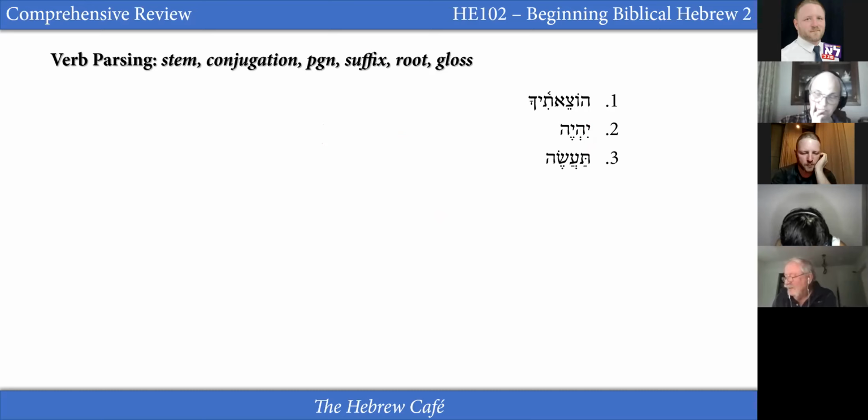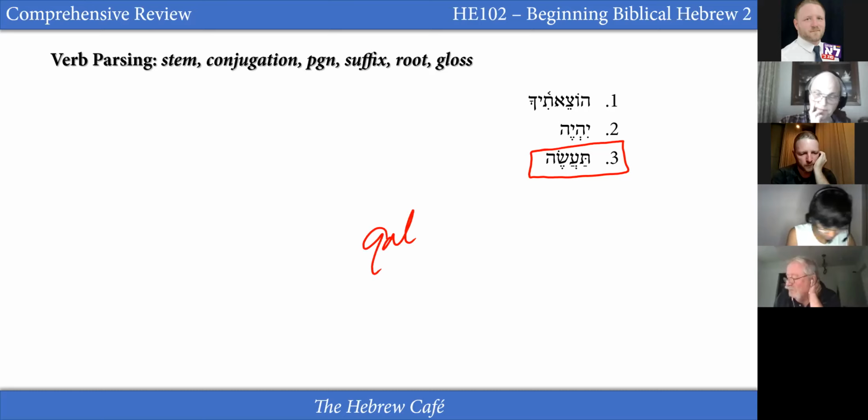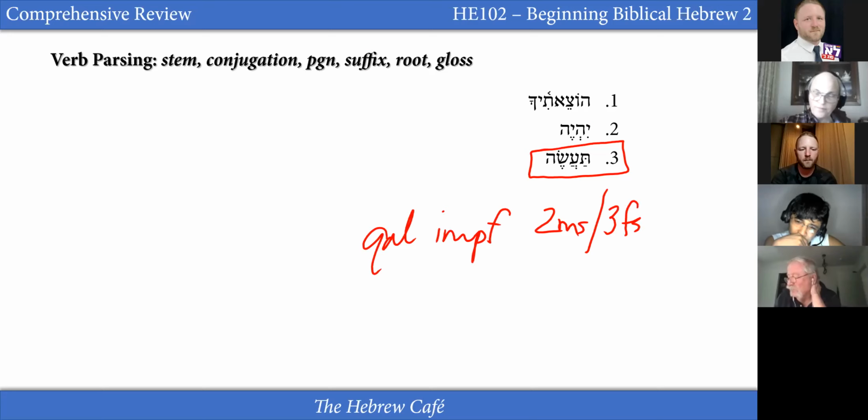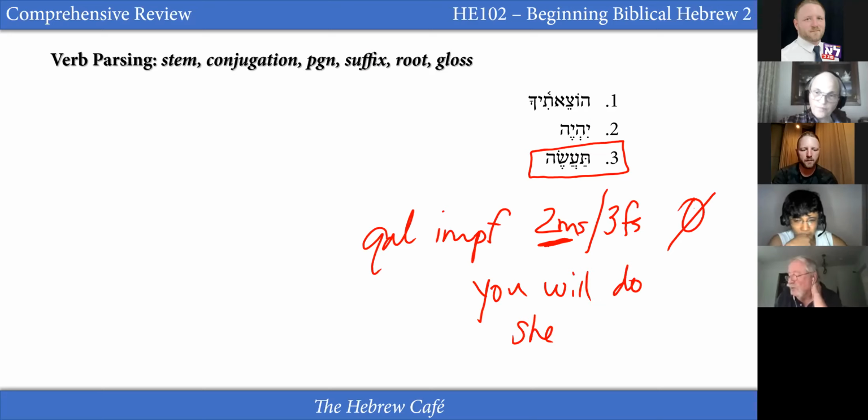Tase, word. So tase would be second person or third person feminine singular of the root asa, he will make or she will make. With no suffix, it's going to be you. The second person, no suffix. You will make, or she will make.